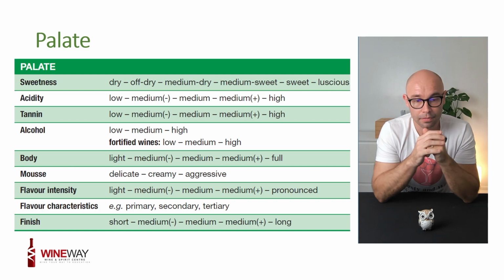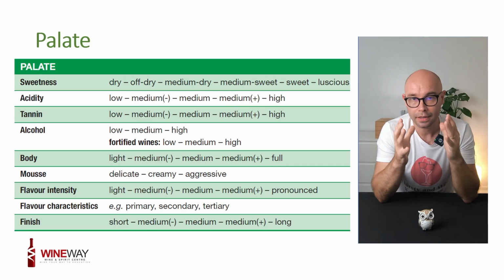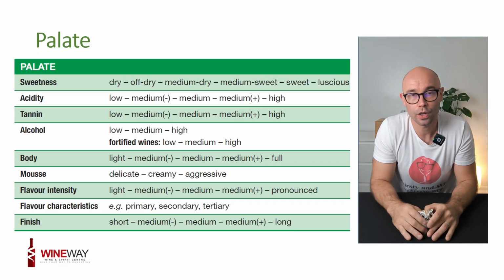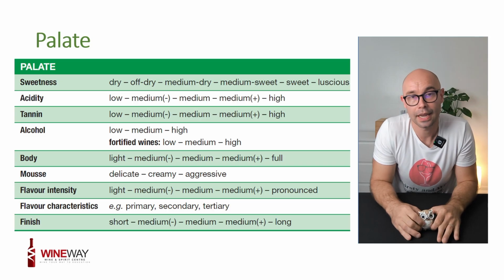So it can be light, medium, pronounced, or medium minus and plus. Again, this is a calibration that is very important to be done when you're in the class and tasting the wine with your educator.